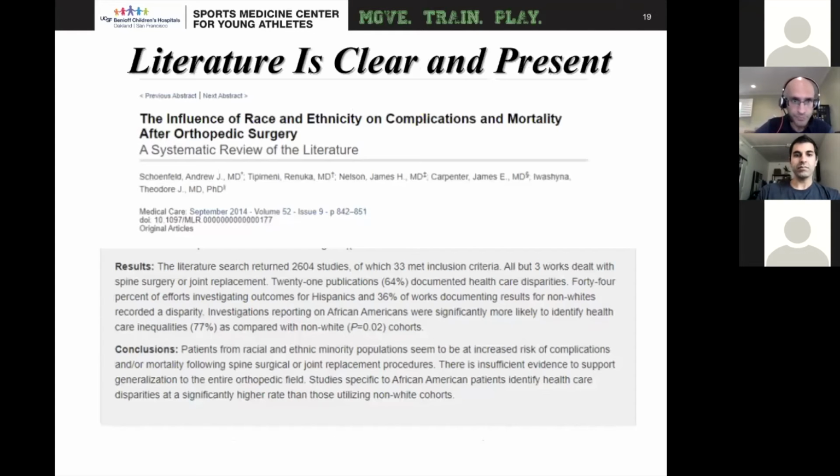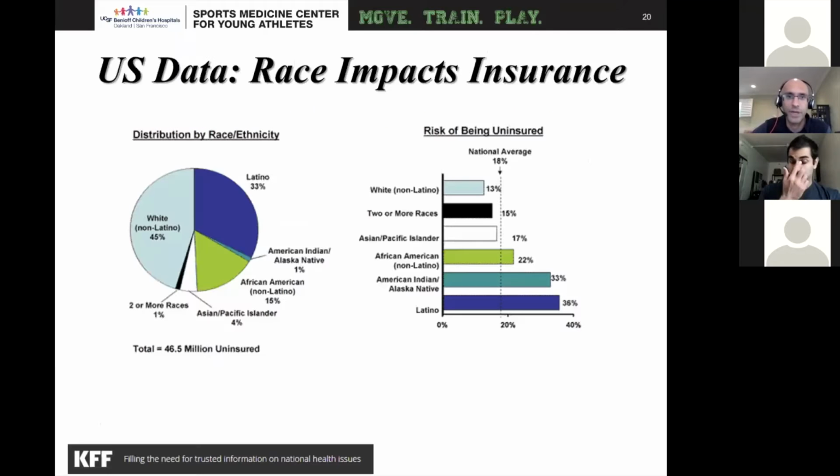So if you look at overall orthopedic literature, we know that race and ethnicity leads to poor outcomes, particularly in certain areas. And there's been a lot of literature in terms of spine and arthroplasty for that.